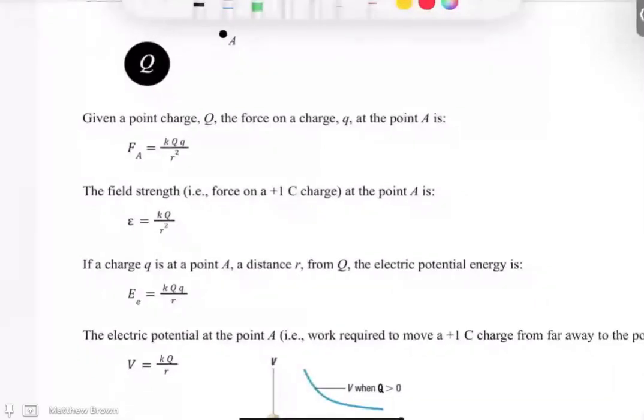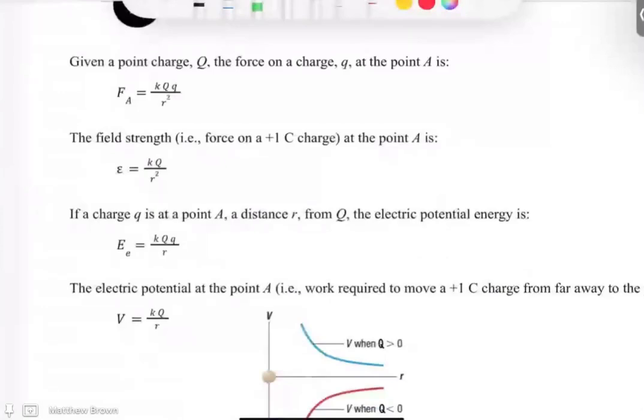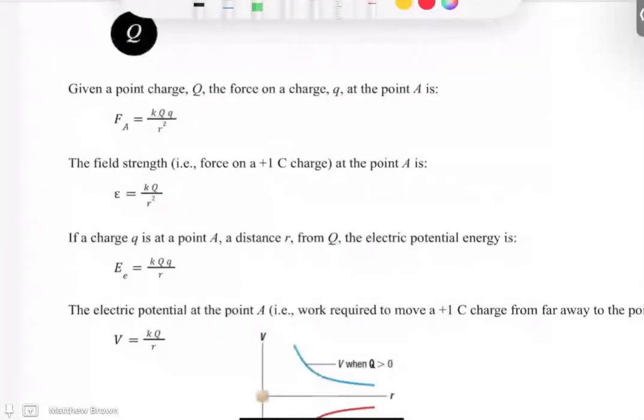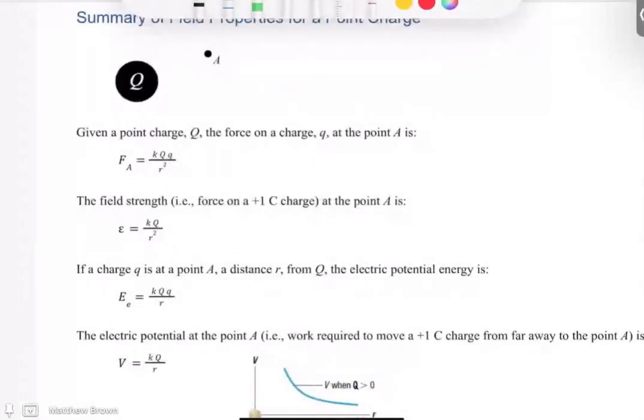So that's the force side of it. And then if we want to look at energy, if a charge q is at a point A, once again a certain distance R from big Q, then the potential energy of that system is very similar to the force equation, only with R in the bottom and not R squared.